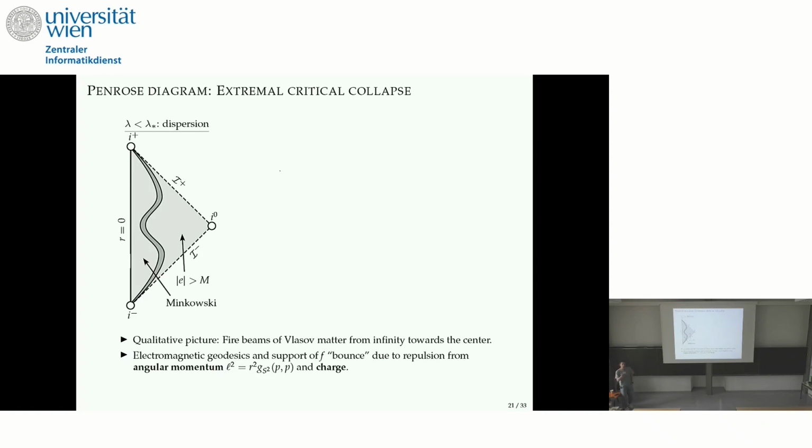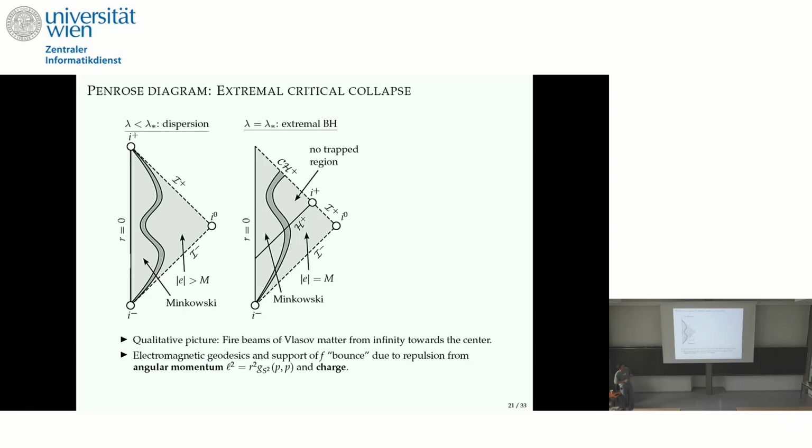And by fine-tuning our Vlasov beams, we can achieve that as lambda is less than lambda star, you have full dispersion. And in fact, as you get close to the critical value, the exterior of the beam, which has to be isometric to a member of the Reissner-Nordström family, is in fact isometric to the super-extremal Reissner-Nordström. But even though your exterior is super-extremal, there's no naked singularity in here.